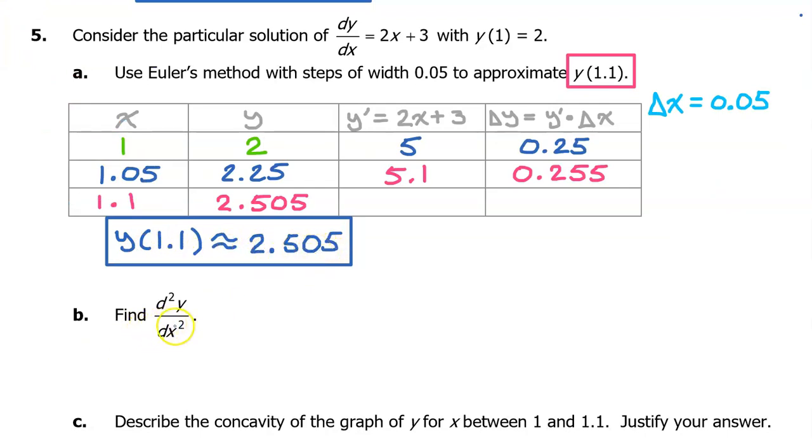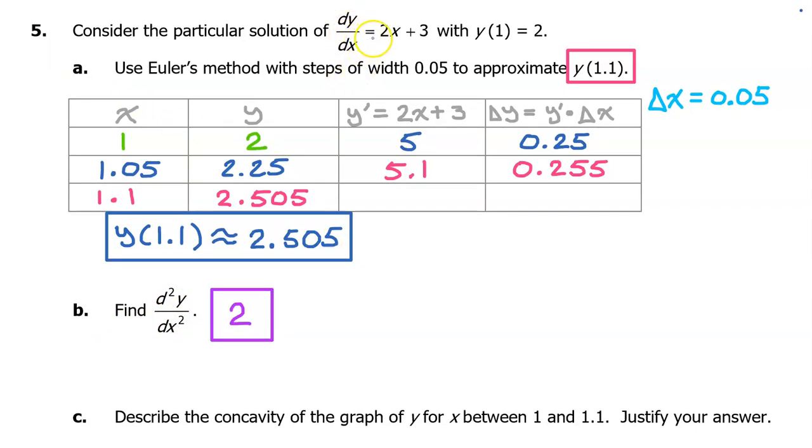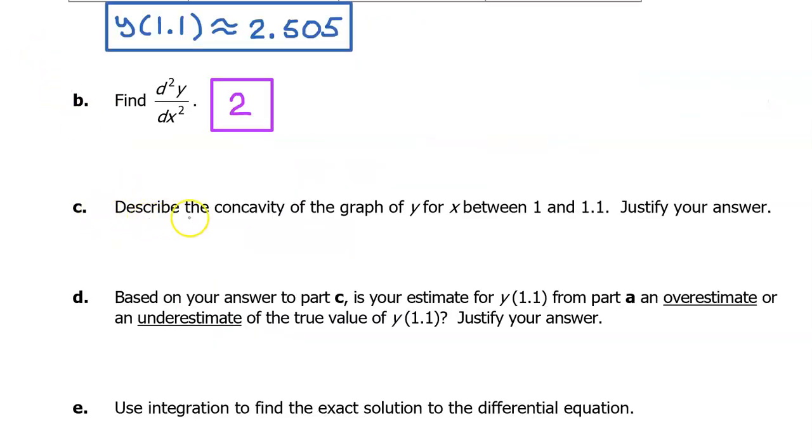Part B. Find the second derivative. Well, if the first derivative is 2x plus 3, the second derivative is 2. Part C. Describe the concavity of the graph of y for x between 1 and 1.1. Justify your answer. Y is concave up because the second derivative is positive.